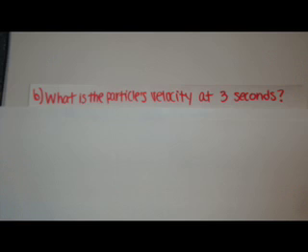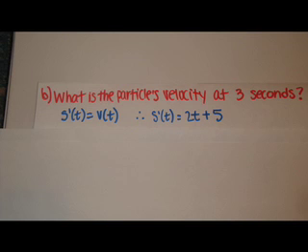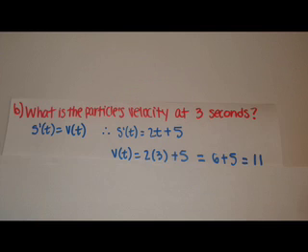In order to find the velocity at 3 seconds, all we need to do is take the derivative of s of t. First, take the derivative. The derivative of this function is equal to the velocity. The derivative of s of t is equal to 2t. Next, just plug in the value for t, which is 3 because it's 3 seconds, and this means that the particle's velocity at 3 seconds was 11 meters per second.